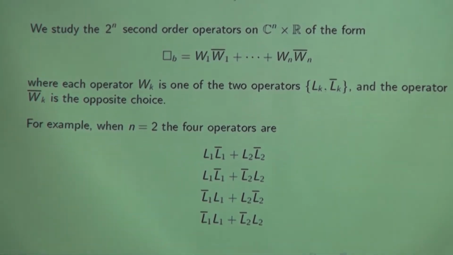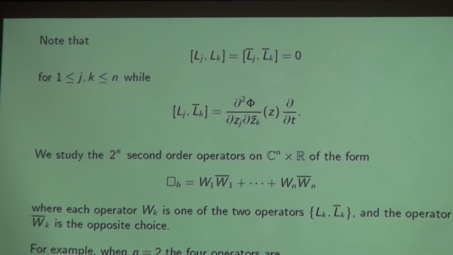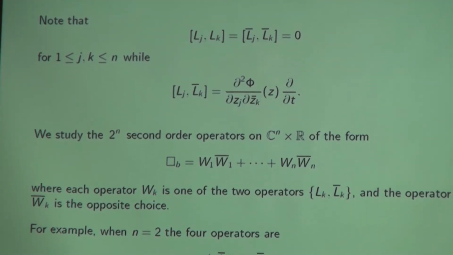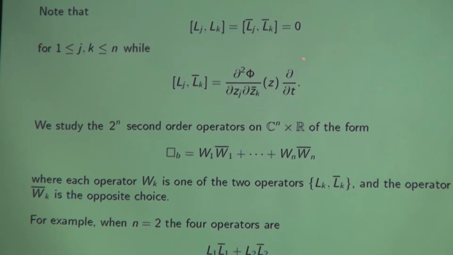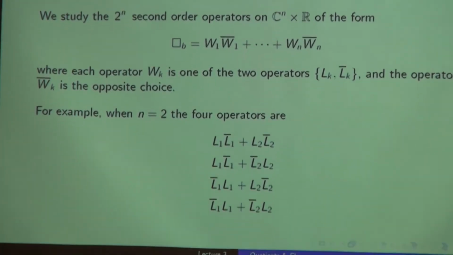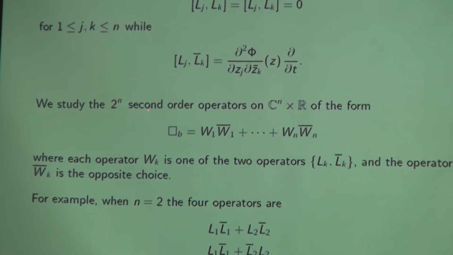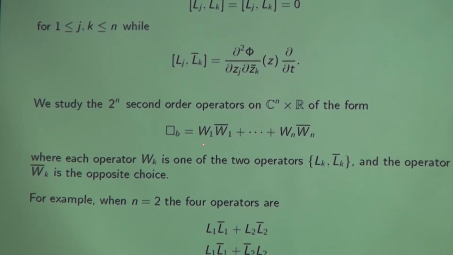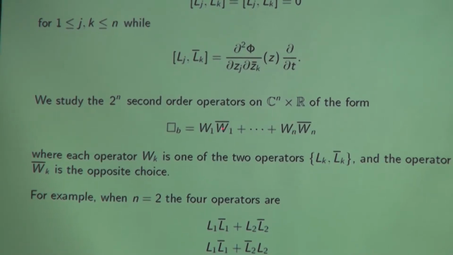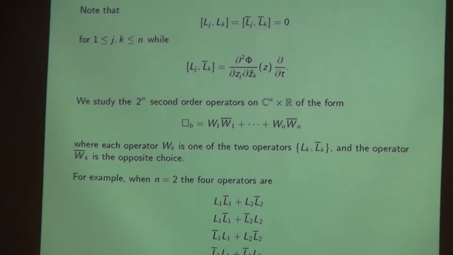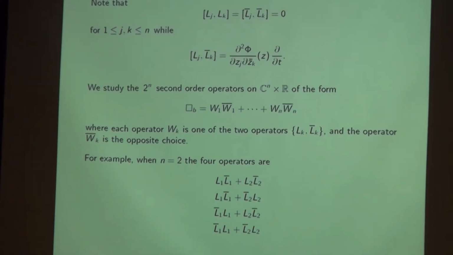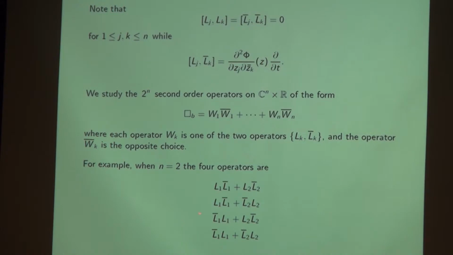Okay, if we calculate, the commutator of the unbarred operators and the commutator of the barred operators is 0, but if I try to commute a barred with an unbarred, I get this characteristic Hessian here. And what I'm interested in studying are second order operators of the form W1, W1 bar plus ... plus Wn, Wn bar, where each Wj is either an Lj or an Lj bar, and the other one is the conjugate. All right? So I don't know if that makes sense, but when n is equal to 2, there are 4 of them. I can have them in various orders.